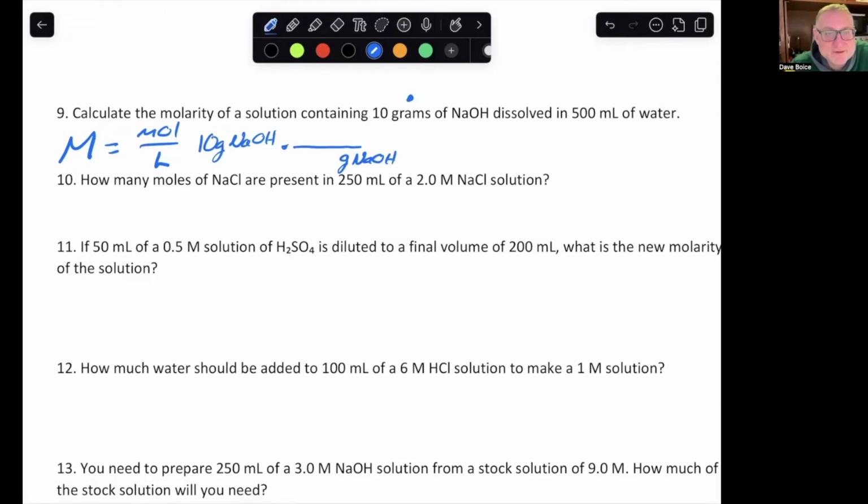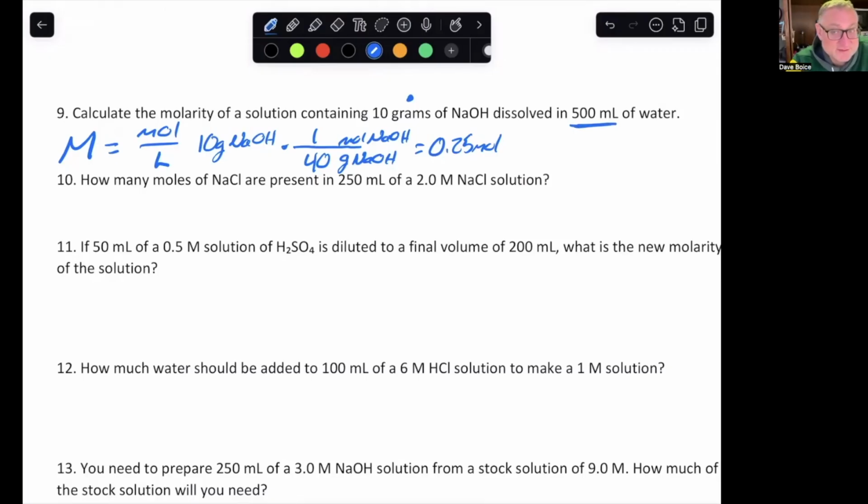And I want to convert that to moles. So mole NaOH. And that's good. I can do that. So if I add together the molar masses of a sodium, an oxygen, and a hydrogen, and I put all that together, it's going to be right about 40 grams. And so 10 divided by 40 is about a quarter, 0.25 moles.